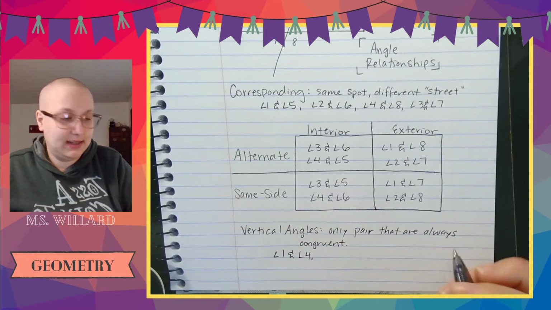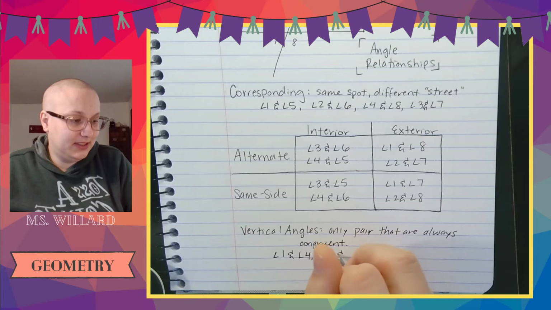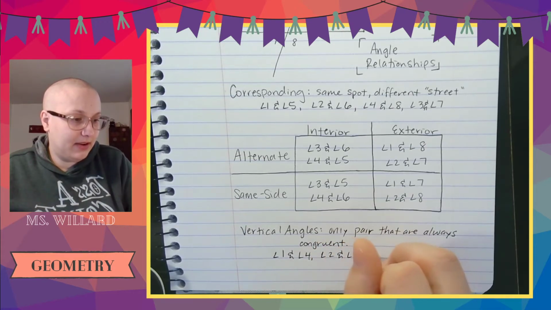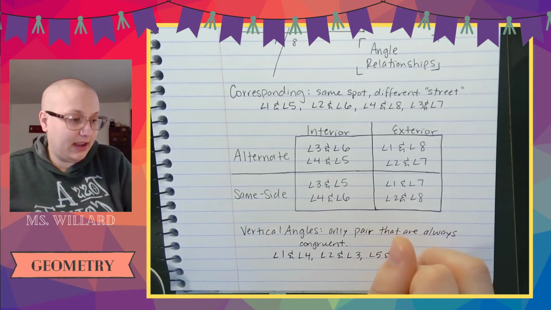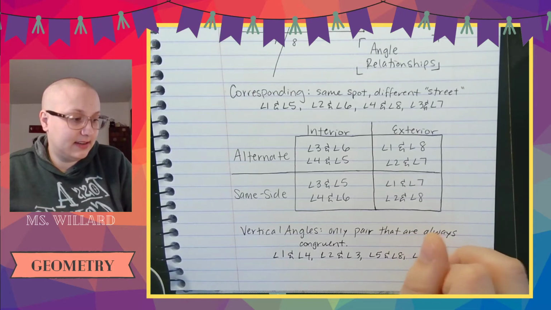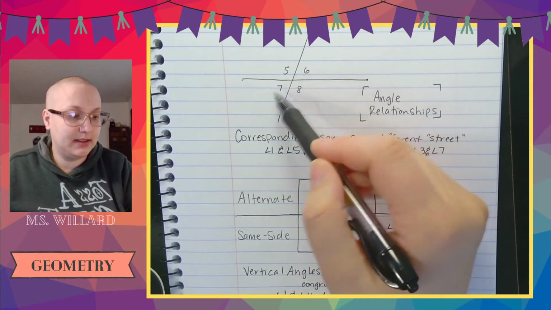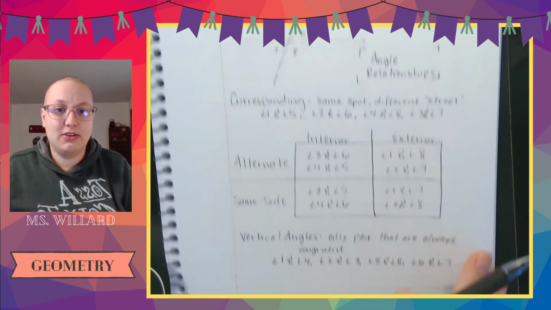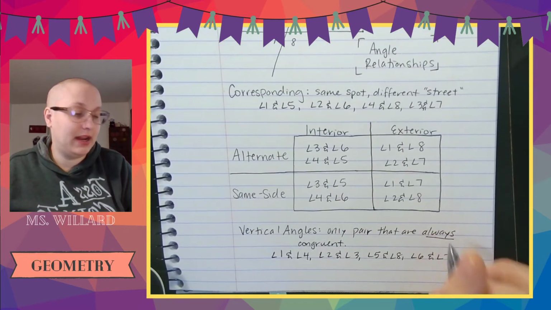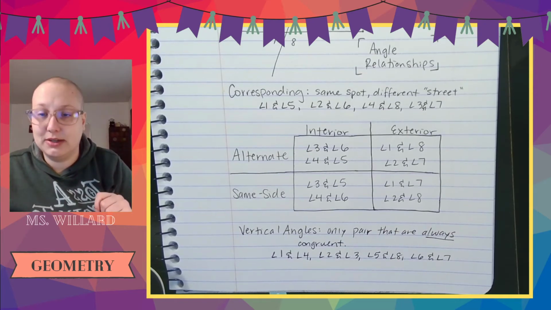You want me to do it all? I can do it all. Angle 2 and angle 3, angle 5 and angle 8, and angle 6 and angle 7, because they are in an X shape across from each other. Those are the only pair that are always congruent, no matter what: vertical angles.